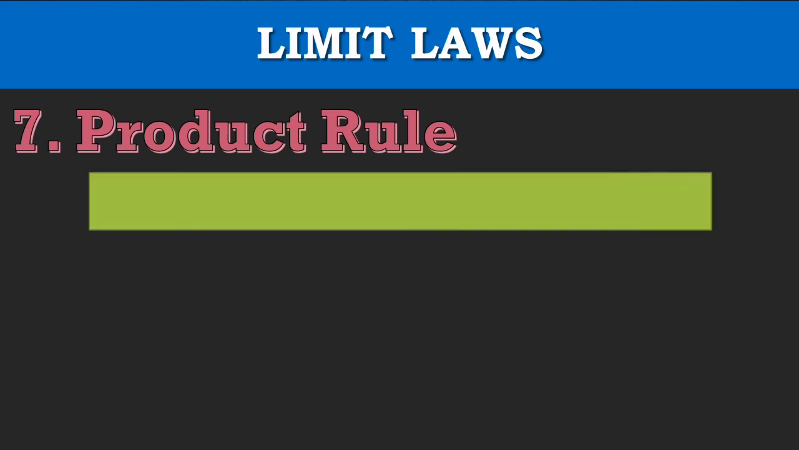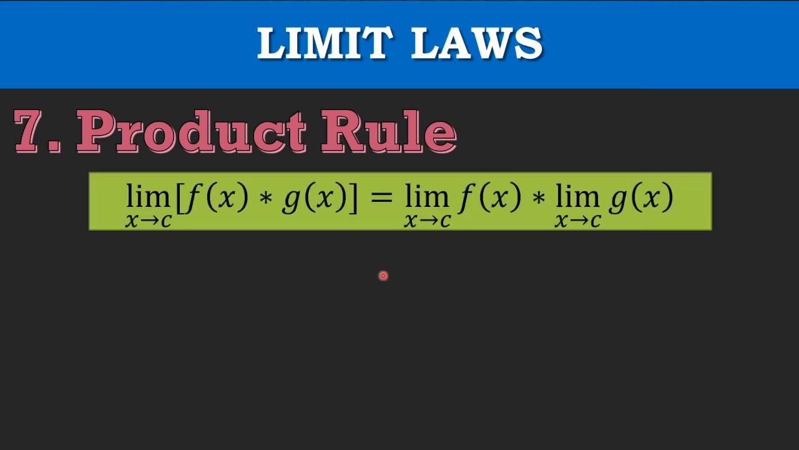Number 7, the product rule. This is the notation for the product rule. Okay, the limit of the product of two functions as x approaches c is also the same as the limit of one function as x approaches c times the limit of another function as x approaches c.